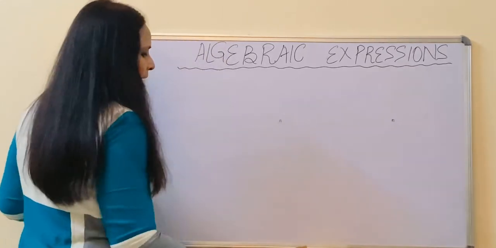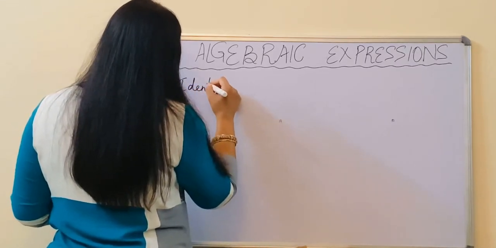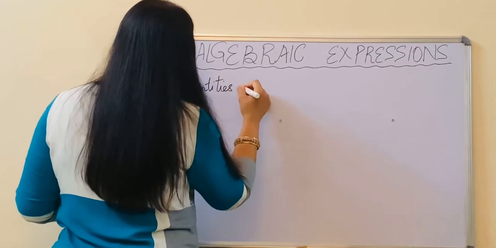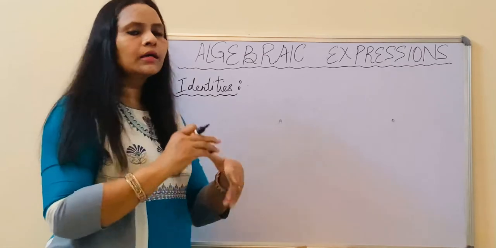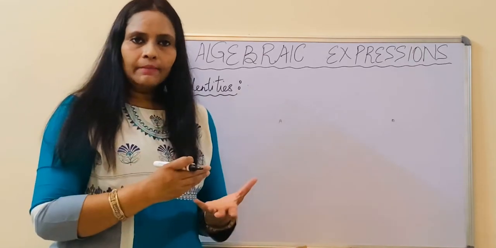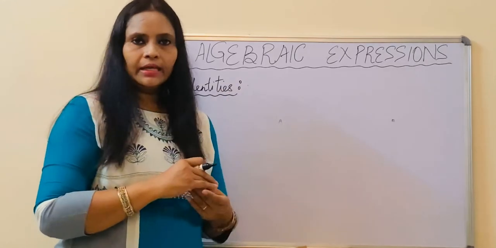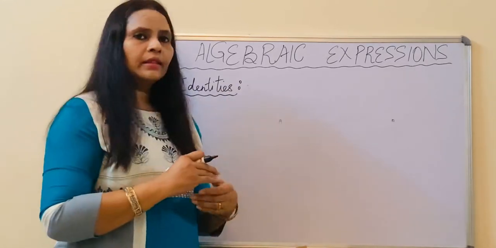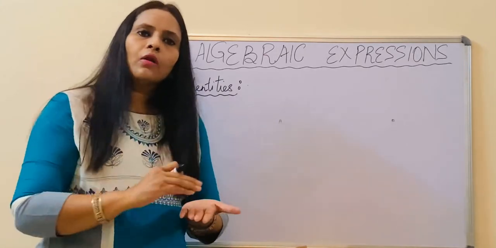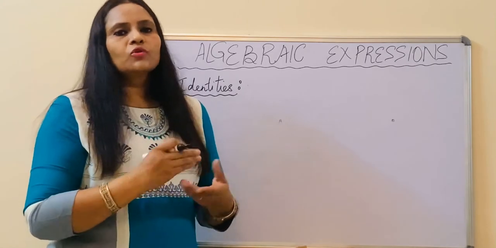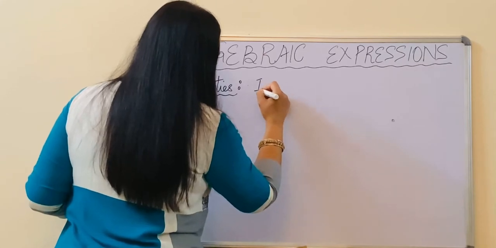Now we have some identities. We'll discuss them one by one. Now what are the identities? When we have a polynomial expression with a variable in it, and the value of the variable satisfies the equation for all values, that is known as an identity. There are three cases we are going to discuss.